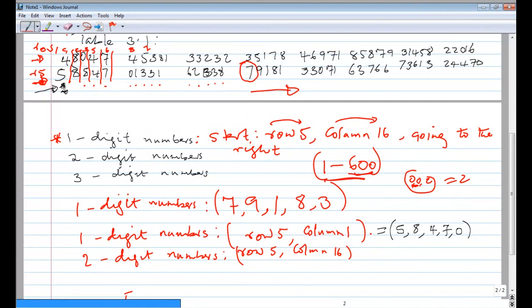Sorry, sir. So are we done selecting the numbers from question number 1? It says random 1-digit numbers. Yes, we are done. Those are the random numbers that we're talking about. So we just select going right and that's it. But now we're in 2-digit numbers.